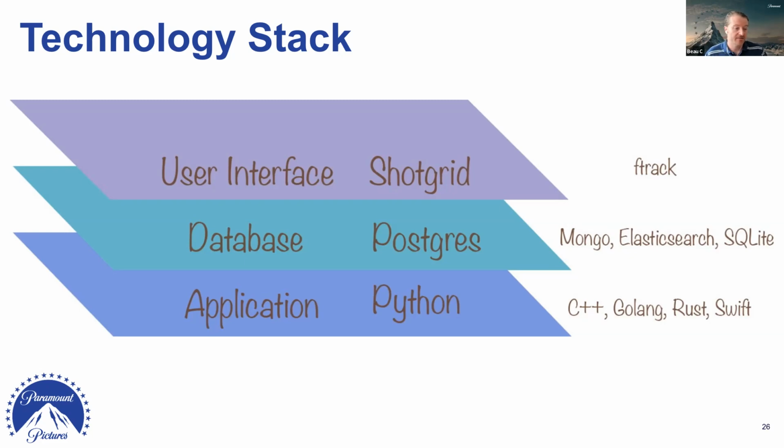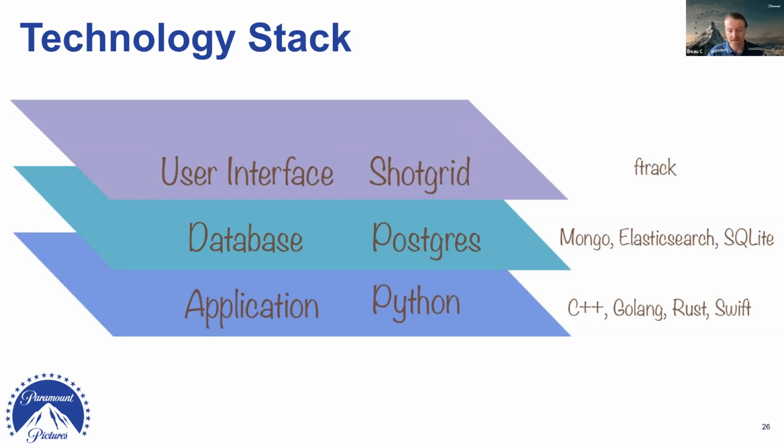At the database level of the stack, we went with Postgres. MongoDB could be another good choice as well, Elasticsearch or SQLite. For production tracking, we went with ShotGrid. Ftrack would be another good option for tracking purposes.